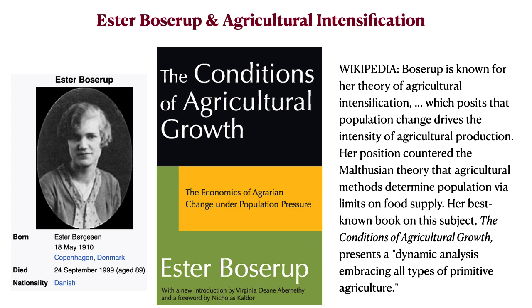Boserup herself is an agrarian economist from Denmark. Wikipedia notes that she's best known for this theory, positing that population change drives the intensity of agricultural production. Her position countered the Malthusian argument that agricultural methods determine population via limits on food supply. But she responded with a theory that emphasizes a dynamic analysis embracing all types of agriculture.